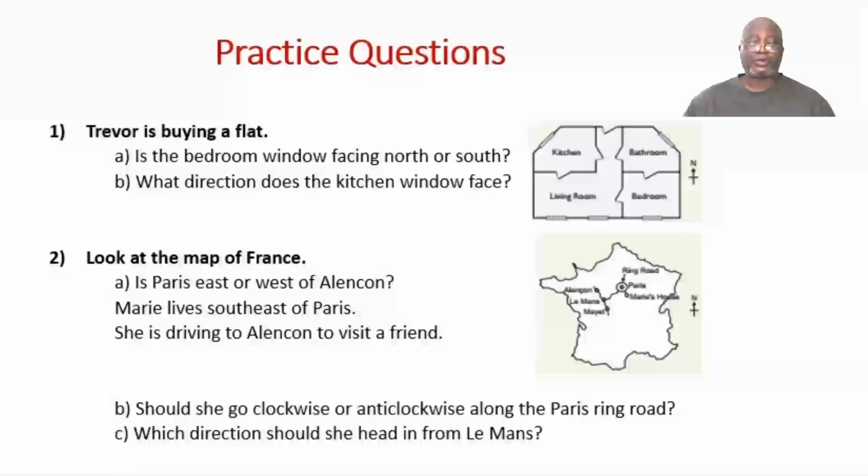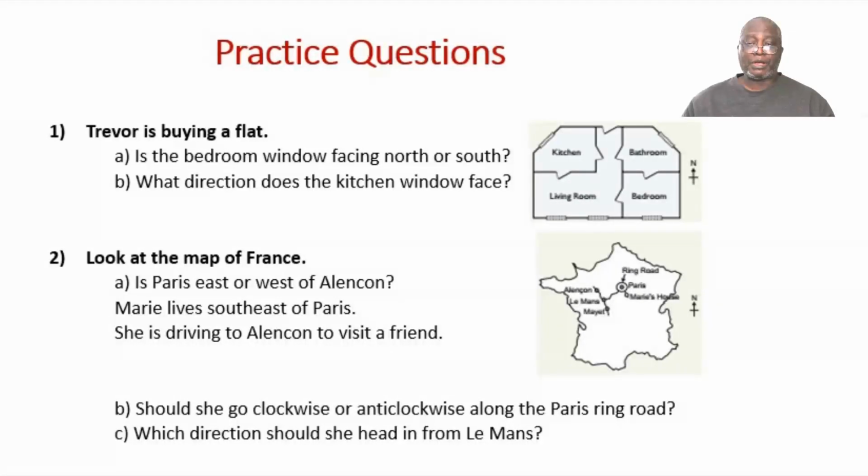You have two practice questions here. They're pretty straightforward. If you look at the first question, it deals with a flat. Okay? And it's a plan of a flat showing the kitchen, the bathroom, the lounge, and the bedroom. And then you see the compass indicator there, and on the kitchen and the bedroom you have the windows pointing in particular directions. So you need to figure out what directions they're pointing.